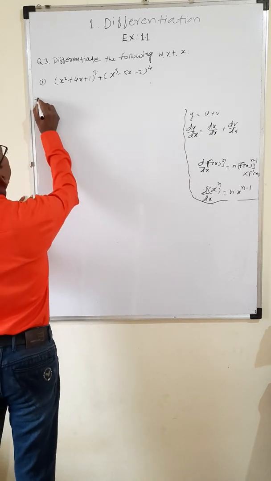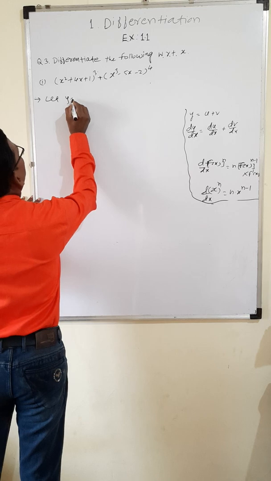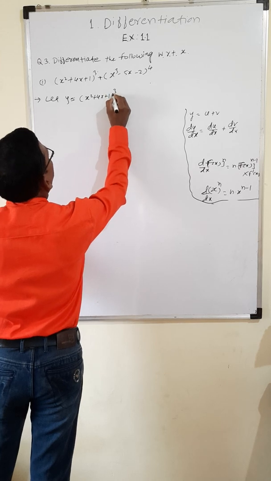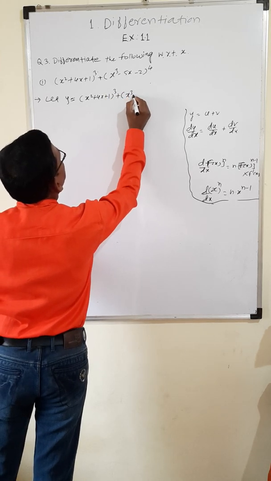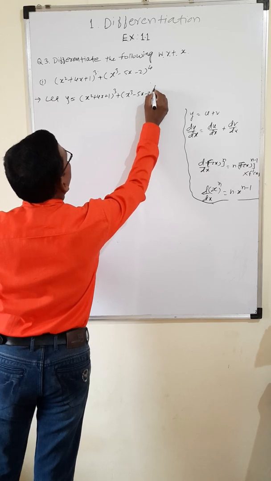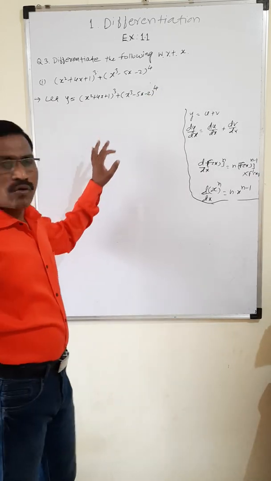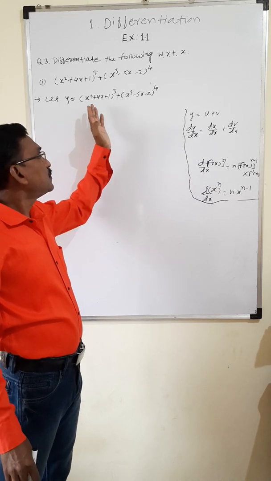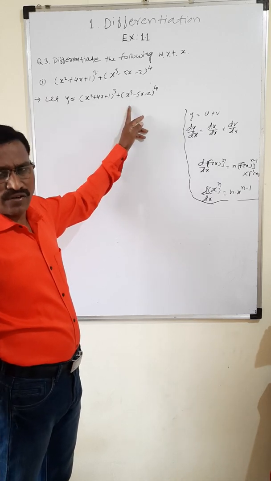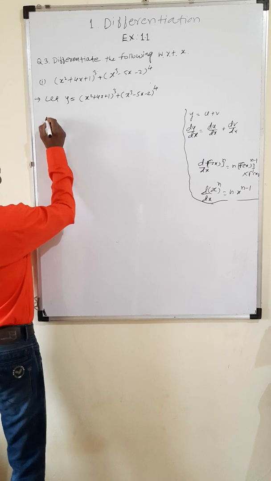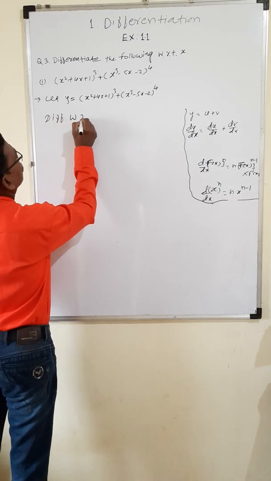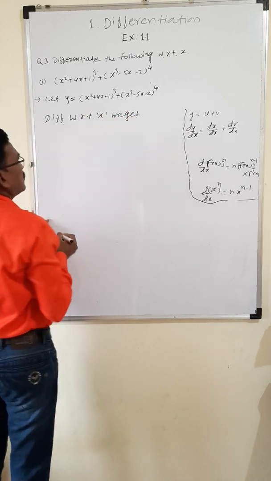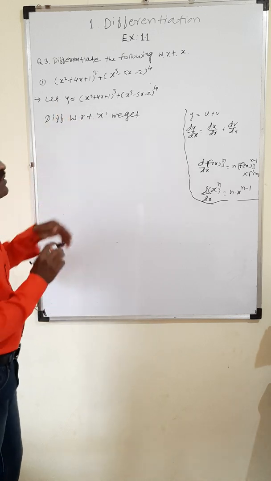So let y equal to (x square plus 4x plus 1) whole cube plus (x cube minus 5x minus 2) whole raised to power 4. So observe the plus sign in these two composite functions. Differentiate with respect to x, we get the derivative of y with respect to x, dy by dx.